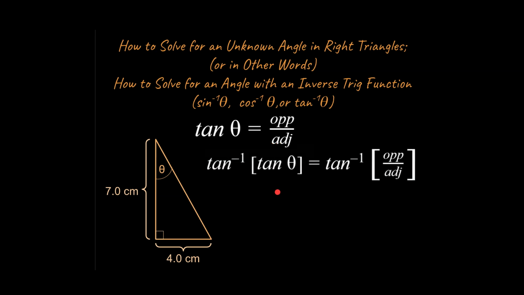So it's going to look something like this. And then these two are going to cancel, and I'll be left with an isolated angle on the left-hand side. And so I'm going to go ahead and cancel that out. Then I'm left with our angle is equal to the inverse tangent or arctangent of opposite over adjacent.